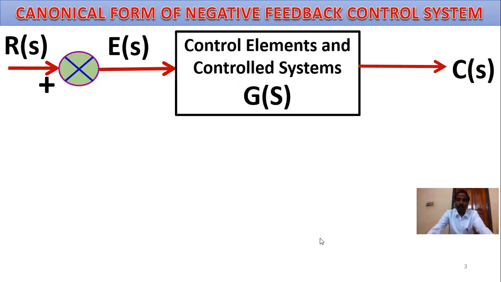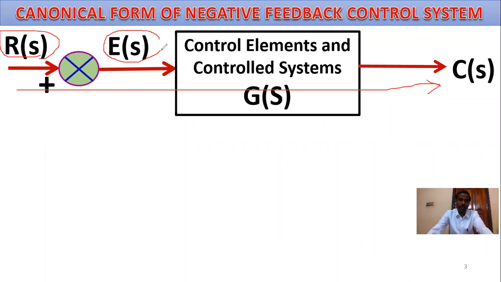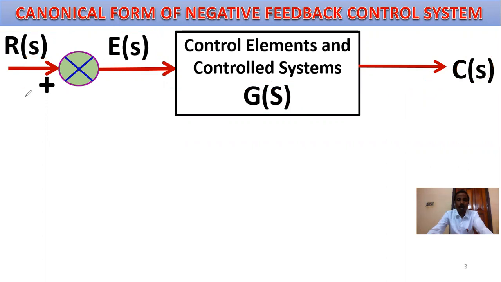So this path is also called the forward path. This is the forward path, where R(s) is the reference input, E(s) is the actuating signal or error signal, G(s) is the gain of the system, and C(s) is the controlled output. So this is the forward path.